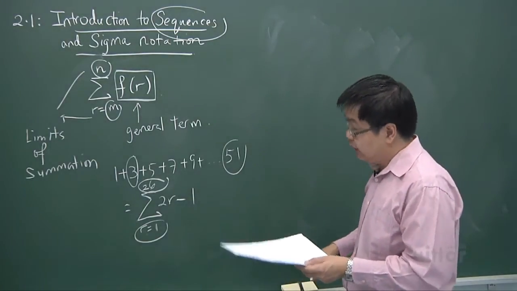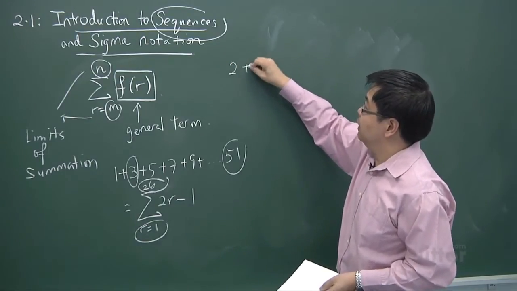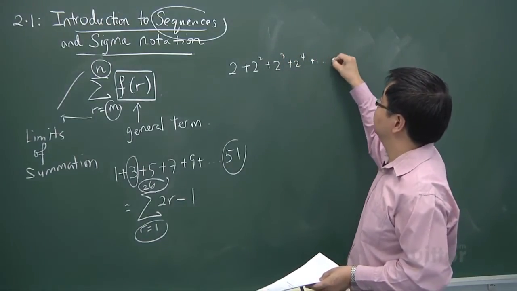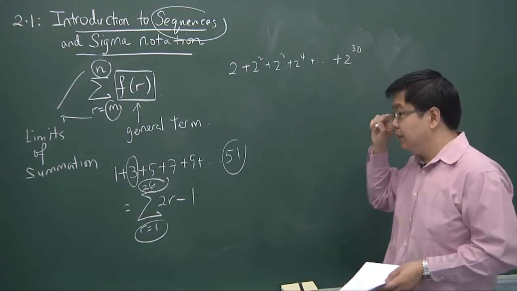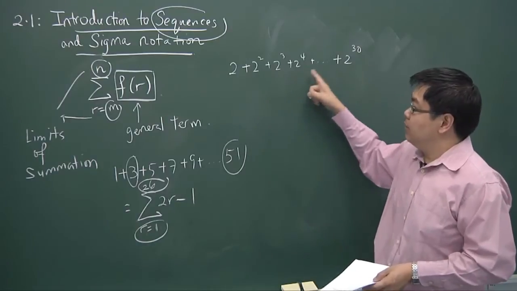Now, let's show another example. Suppose we have the following: 2 plus 2 squared plus 2 cubed plus 2 to the power 4, all the way until 2 to the power 30. Again, this is another problem listing down all the terms, and you want to sum them up.